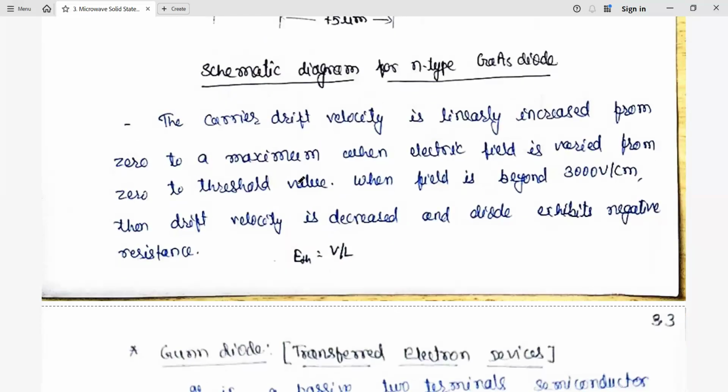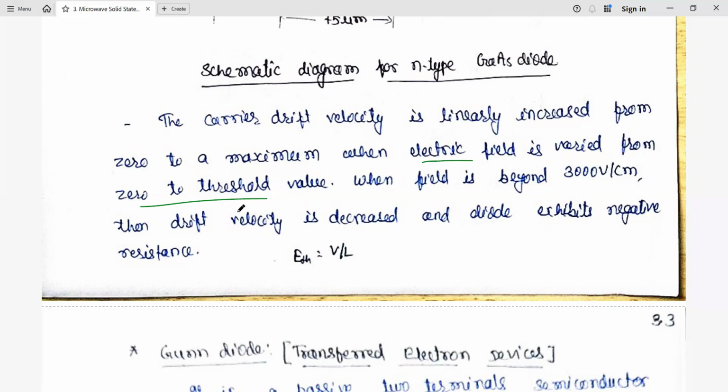So this carrier is going to drift. That drift velocity, are you aware of this? So this drift velocity is going to increase from zero to the maximum. When it will be maximum depends upon the electric field. So that is going to vary from zero to the threshold value. We have seen it is going to be 2000 to 4000 volts per centimeter.